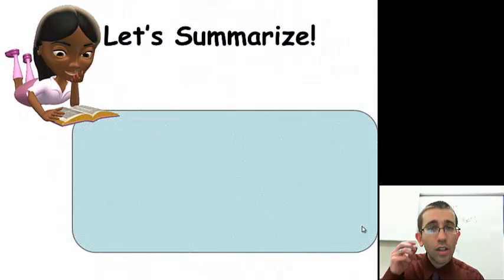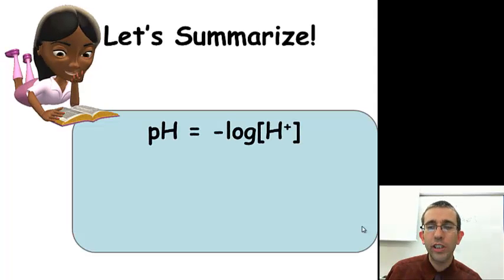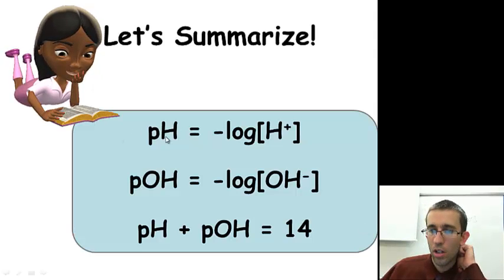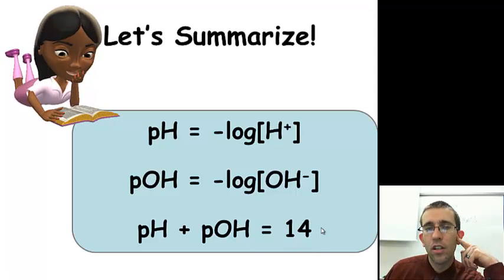Alright, so let's summarize. These are the equations you need. If you haven't written them down yet, write them down right now. This is for pH, pOH, and pH plus pOH equals 14. You're going to need these.